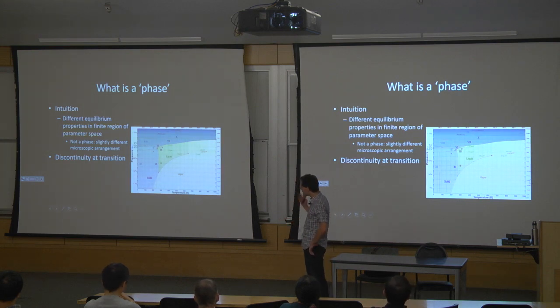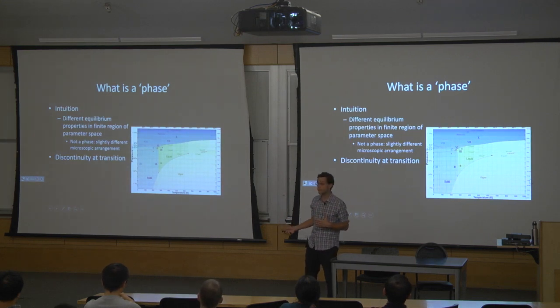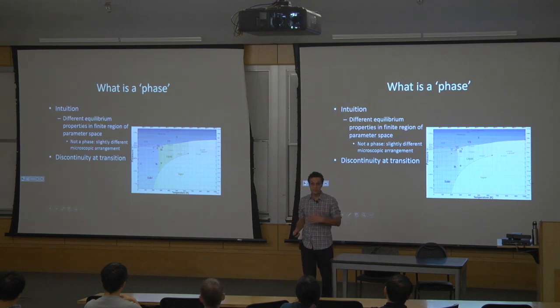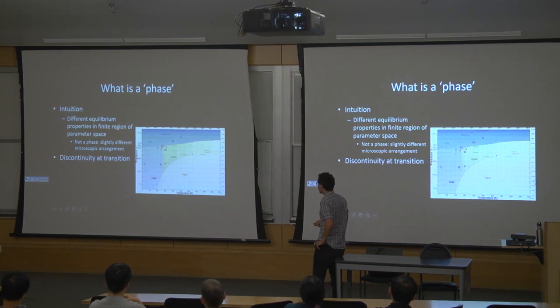So when we think about a phase of matter, one way to think about its definition is that there are some equilibrium properties of one phase that are distinguishable from another phase, and that this should happen for some finite region of parameter space. So a different microscopic organization of water molecules in water vapor and liquid water doesn't constitute different phases, but some kind of macroscopic property does. And one of the consequences of that is that there's a discontinuity when you have a transition from one phase to another.